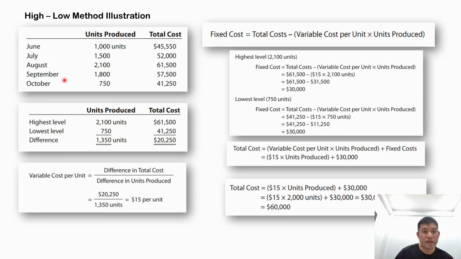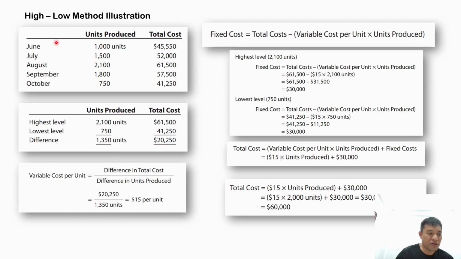So we can see here from June to October, these are the units produced and the total cost for each month. So the number of units produced is the activity base, and the relevant range is the units produced between the months June to October.